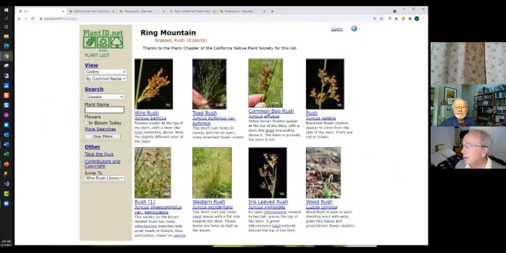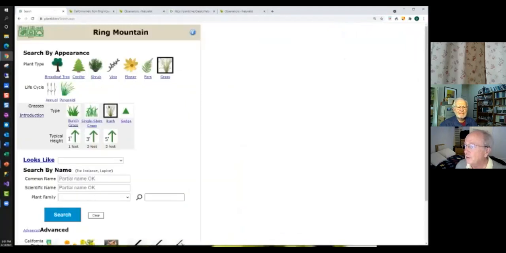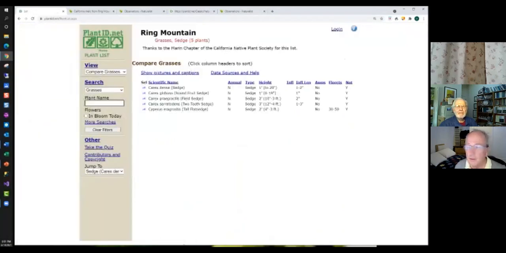Here's the toad rush, a little tiny thing just 4 inches tall. And it grows from seed every year. All the other ones continue to grow over many seasons. If I go to more searches, I can change my search from rush to sedge and do a search. And I'll see that they are all native, there are 5 sedges. 4 of them are in the genus Carex, and then 1 in Cyperus, the tall flat sedge.